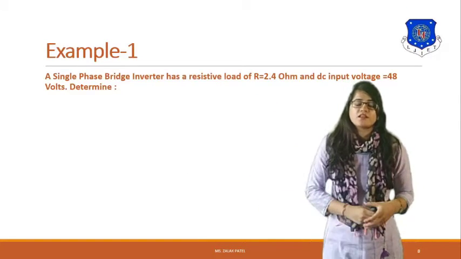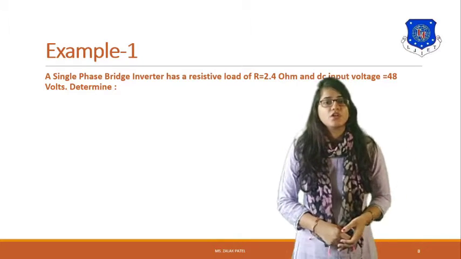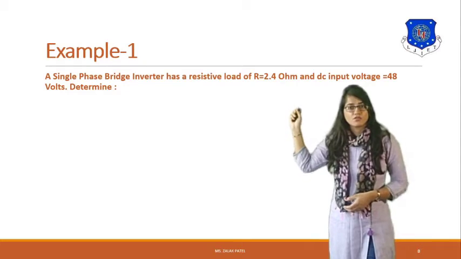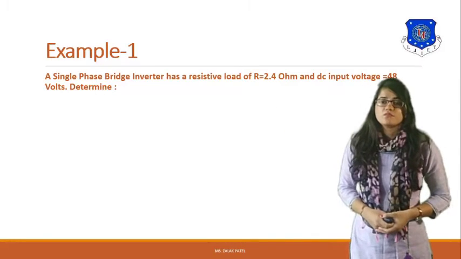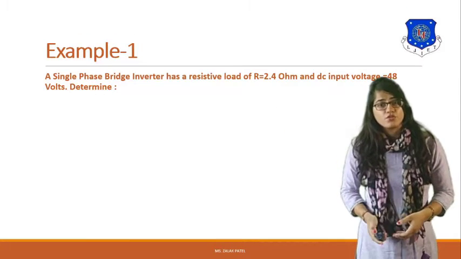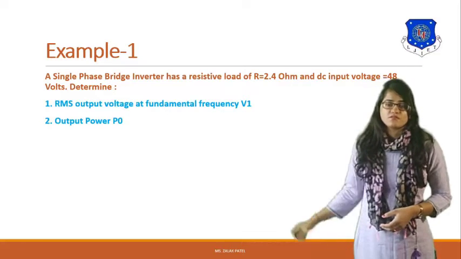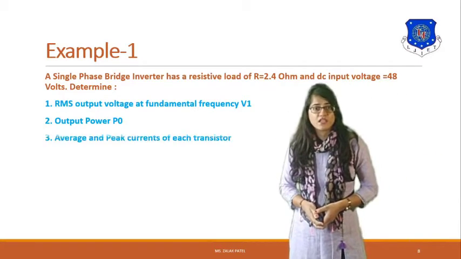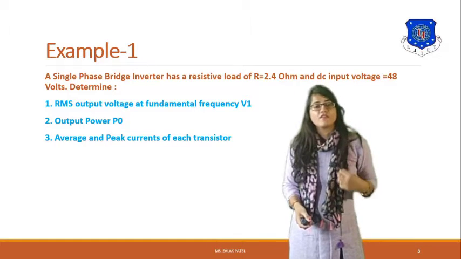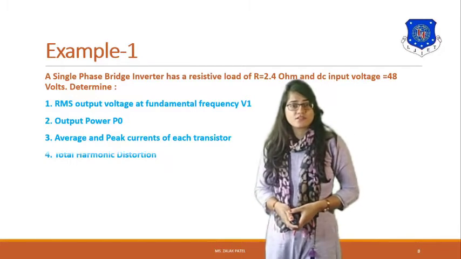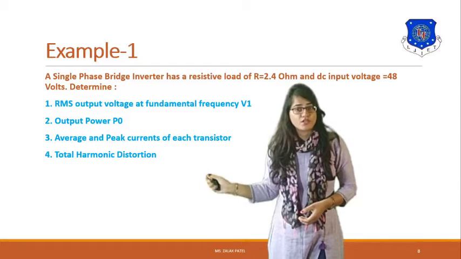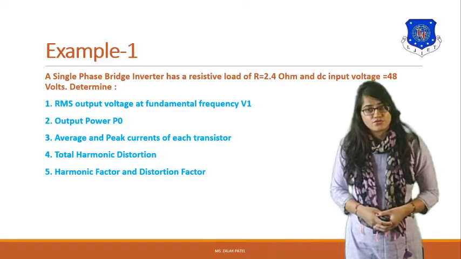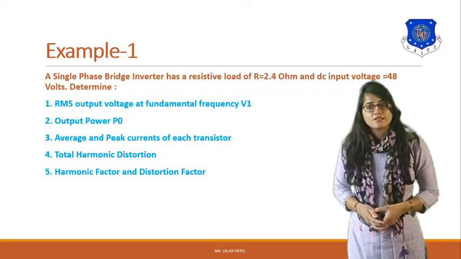Now, by considering this, let's see one example related to it. A single phase bridge inverter has a resistive load R equal to 2.4 ohm and a DC input voltage of 48 volts. You have to determine the various terms: the RMS output voltage at fundamental frequency, output power, average and peak current of each transistor, total harmonic distortion, and the last ones, harmonic factor and distortion factor. So let's see the solution for it.